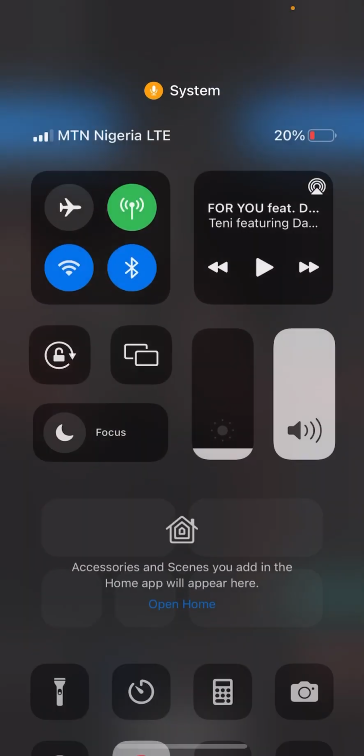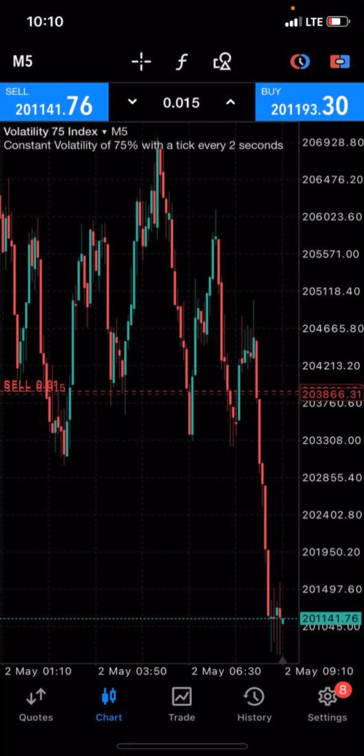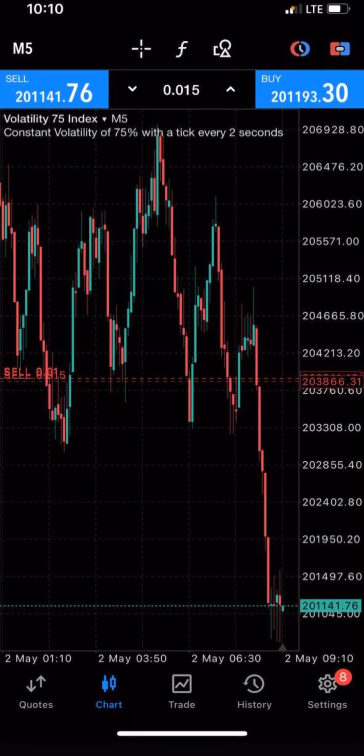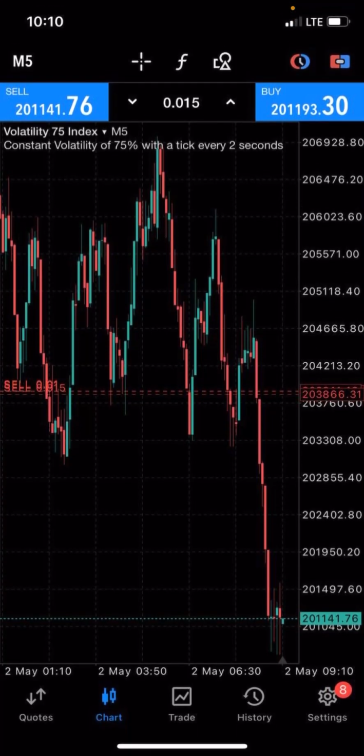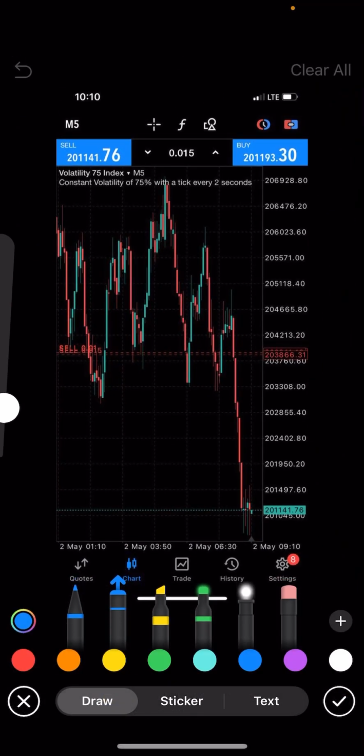When you are looking at the VIX75, it's also important for you to look at the 5 minutes time frame. Why? Because the 5 minutes is important, being that it's a very volatile market. So you have to also observe the 5 minutes. On the 5 minutes, let me see, can I draw something? Yes, I can. Okay, let's edit this.